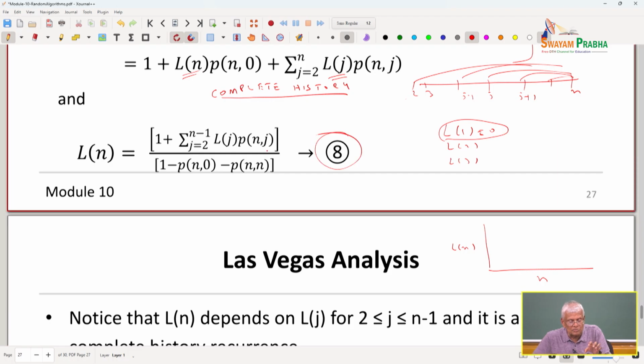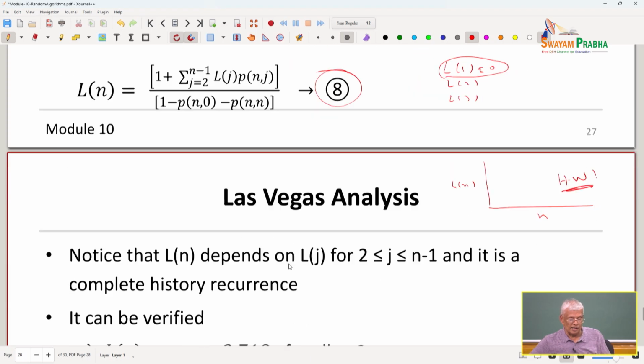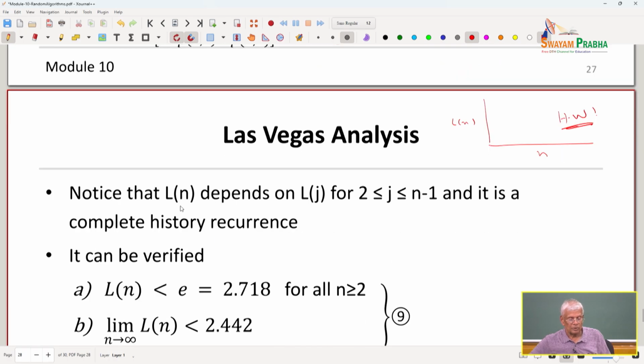I also would like to be able to evaluate in closed form. So numerical solution, closed form solution. Now I am not going to do either of them. Plotting numerically is a homework problem for you. These are all very good homework problems for you to improve your understanding of discrete mathematics and its interaction with algorithm analysis. It is obvious that Ln depends on Lj for j equal to 1 through n minus 1. It is a complete history recurrence.